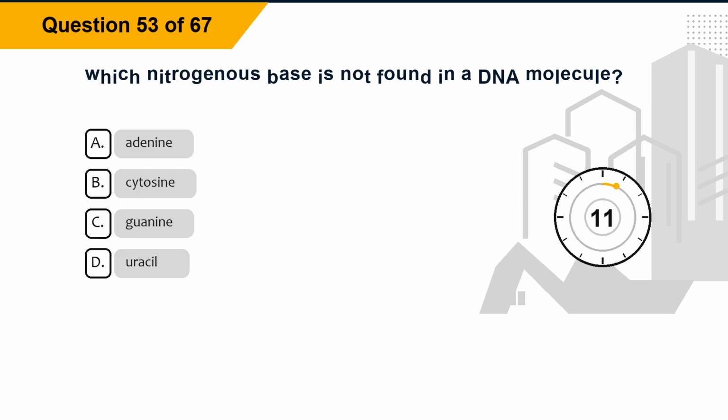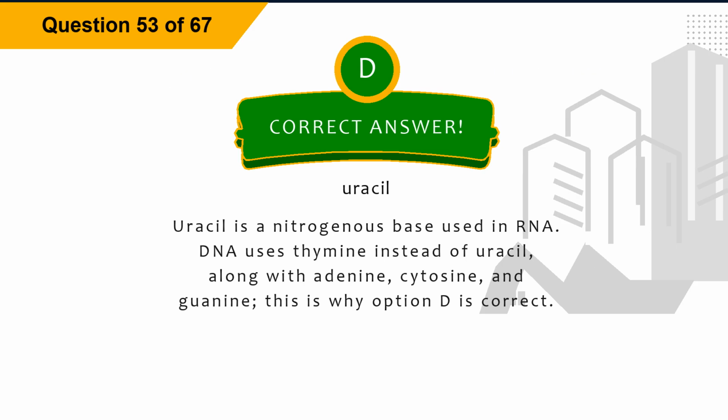Question 53. Which nitrogenous base is not found in a DNA molecule? Option A, adenine. Option B, cytosine. Option C, guanine. Option D, uracil. The correct answer is option D, uracil. Explanation. Uracil is a nitrogenous base used in RNA. DNA uses thymine instead of uracil, along with adenine, cytosine, and guanine. This is why option D is correct.